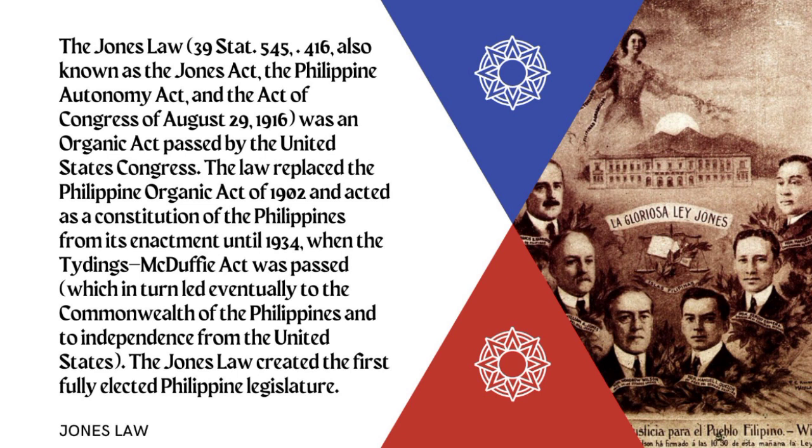So what is Jones Law? The Jones Law was an organic act passed by the United States Congress. The law replaced the Philippine Organic Act of 1902 and acted as a constitution of the Philippines from its enactment until 1934, when the Tydings-McDuffie Act was passed. This turn led eventually to the Commonwealth of the Philippines and to independence from the United States.